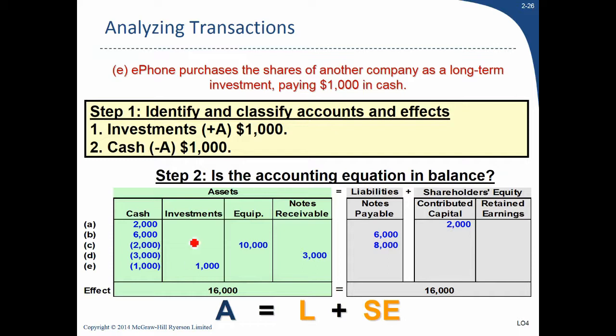Again, this was solely on the asset side, right? Notice how there's nothing here. The transaction was all on the asset side. The assets are still equal to the liabilities and owner's equity, shareholder's equity, okay?